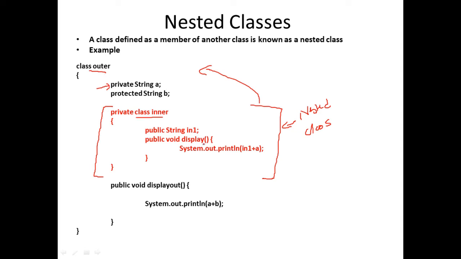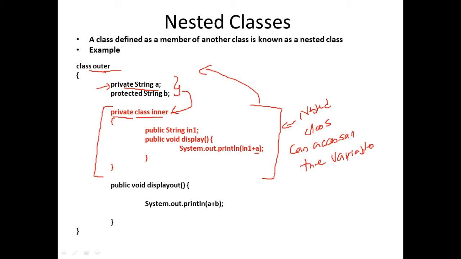You can see here, this class prints the variable A. A is nothing but a private string that is present in the outer class. So a nested class is allowed to access all the variables, no matter what type they are, maybe private, protected, static, or public. All these data members can be accessed by our inner class.